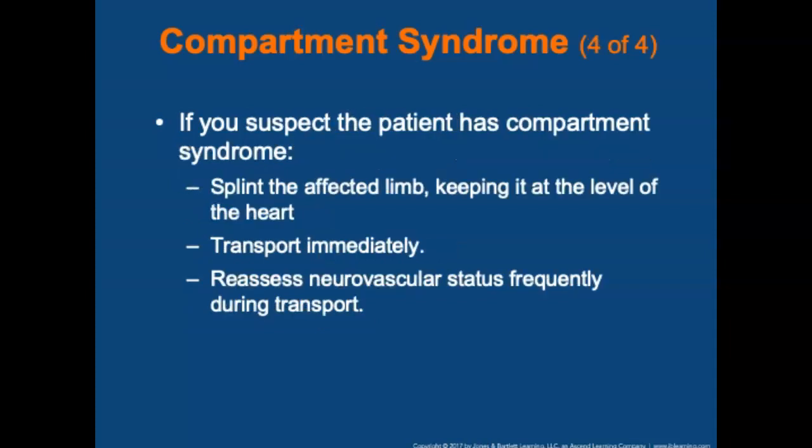If you suspect that the patient has compartment syndrome, splint that limb, keep it at the level of the heart, and provide immediate transport. Reassess neurovascular status frequently during transport.